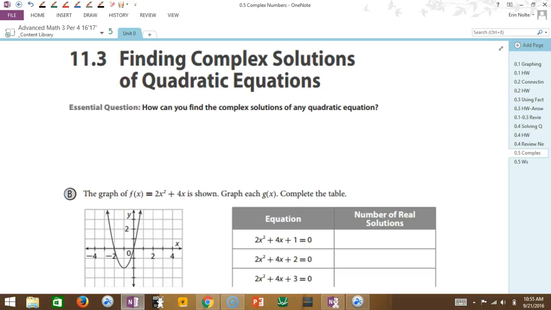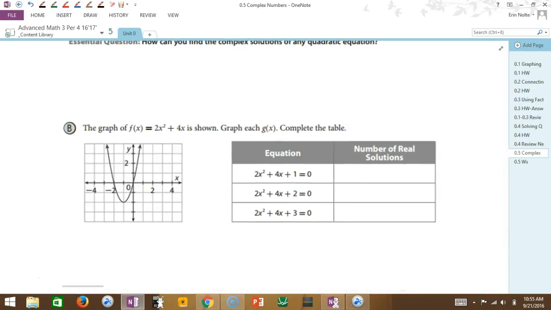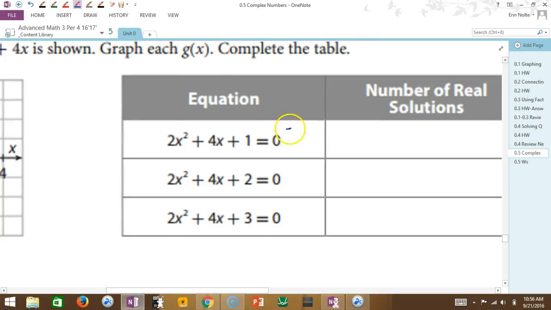That means I can possibly have 2 real solutions. I could have 1 real solution and 1 imaginary solution. Or I could have 2 imaginary solutions. So I want to talk about when those scenarios exist, and I'm going to show you graphically. Remember when we were solving by graphing? Let's say we're going to take this first equation right here, and we're going to solve it.